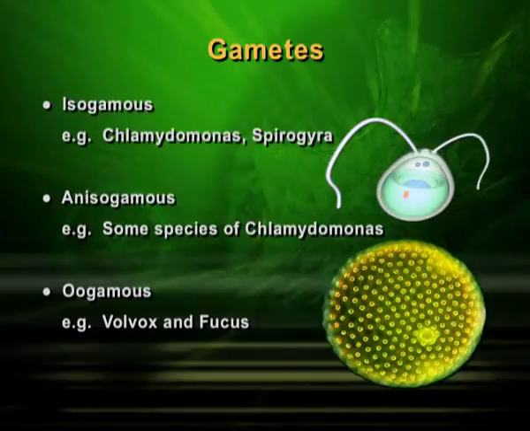One more point which I would like to add here is that isogamous kind of gametes are more common in Chlamydomonas and Spirogyra, whereas anisogamous is common in some species of Chlamydomonas and oogamous is normally found in Volvox and Fucus. Of course, there will be more examples as well.